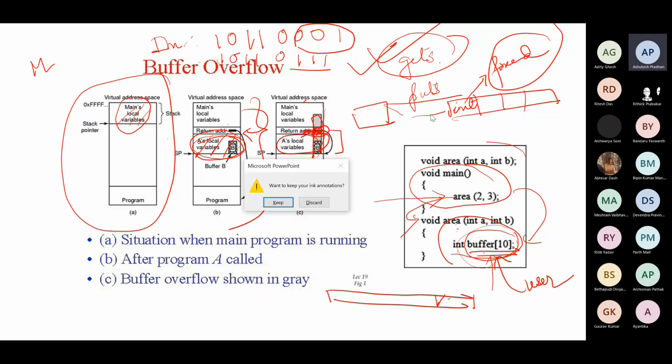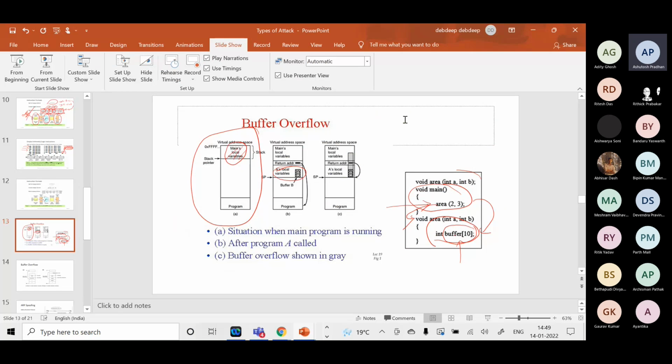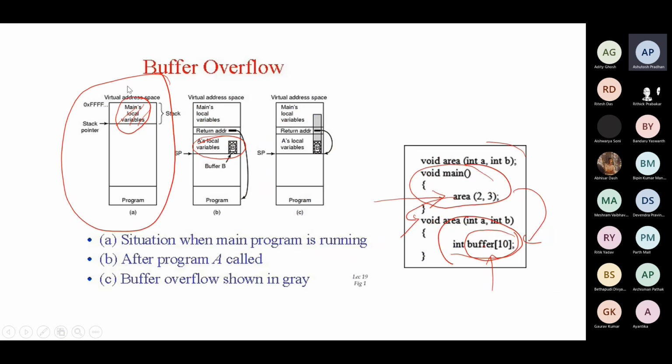Ma'am, I have a doubt. Yes, tell me. Ma'am, the B array, will it grow downward or towards the return address? It will grow towards the return address. Now, upward, downward is very relative, because this is the active space at that time. This is the active space, so it will go towards the return address. Fine. Okay, ma'am.